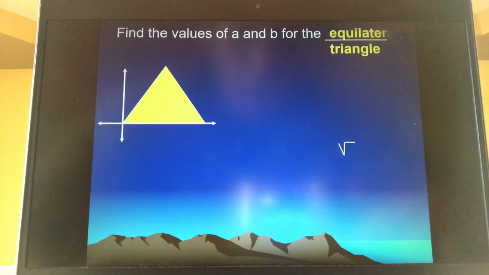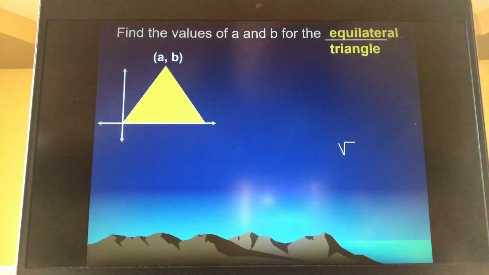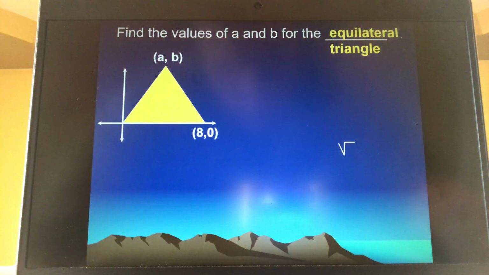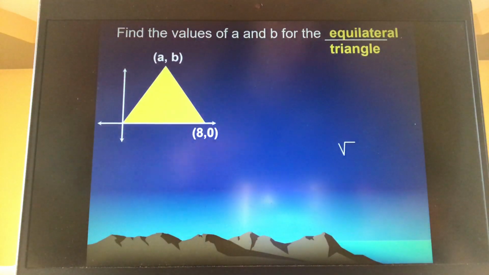Again, I want you to find values of A and B. That little triangle there is equilateral. In other words, all the sides are equal, all the angles are equal. It's got tons of symmetry. A and B are the coordinates of that top point, that apex point. That's what I want you to find. And I'm going to give you the coordinates down here on the right. I'm going to call that point 8, comma, 0. So this has got a mix of coordinates and numerical values.